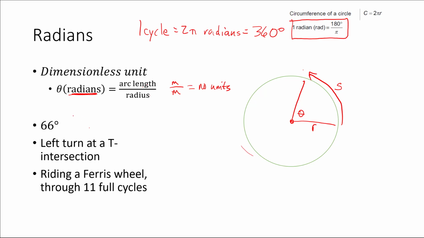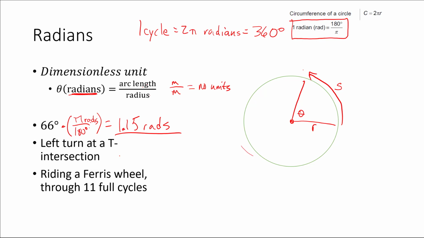So what are these quantities in radians? Well, 66 degrees is how many radians? 180 degrees is equal to pi, so we could multiply by pi over 180 degrees to convert to radians. So it just becomes 66 times pi over 180, which is 1.15 radians.